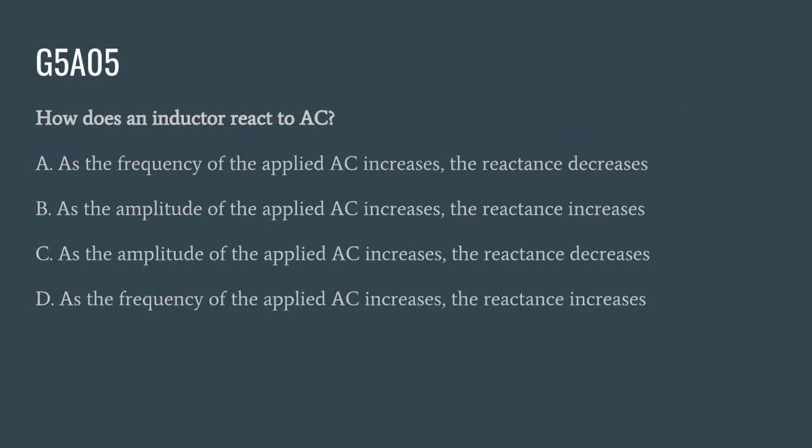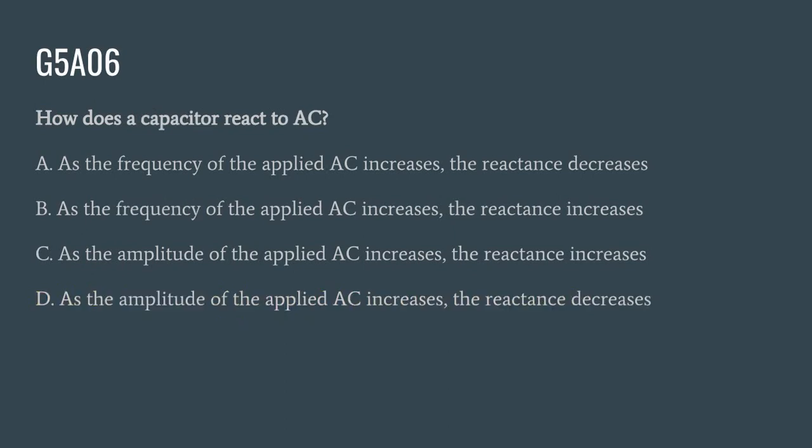G5A05. How does an inductor react to AC? A, as the frequency of the applied AC increases, the reactance decreases. B, as the amplitude of the applied AC increases, the reactance increases. C, as the amplitude of the applied AC increases, the reactance decreases. Or D, as the frequency of the applied AC increases, the reactance increases. And the correct answer, D. As the frequency of the applied AC increases, the reactance increases.